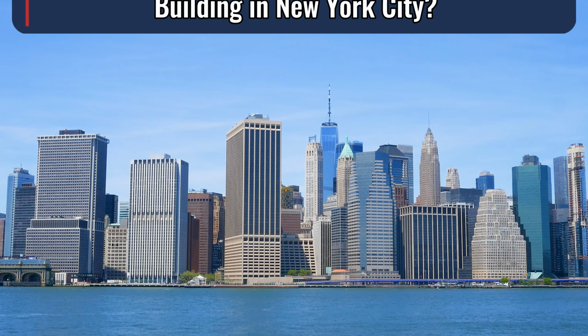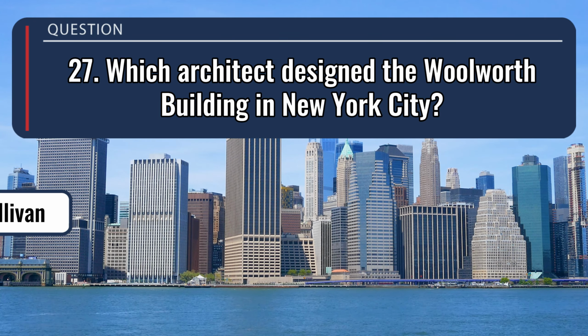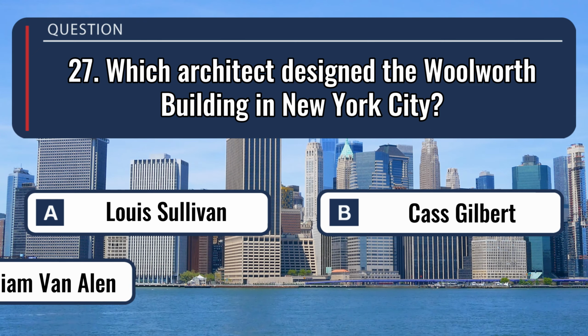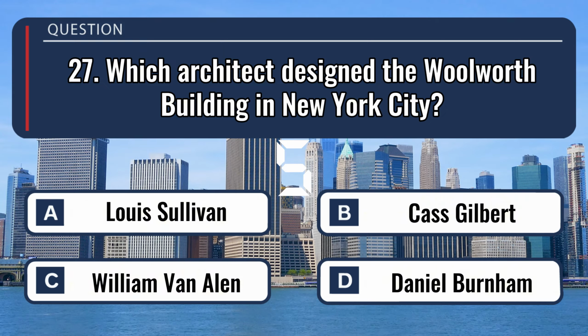Matthew Perry. Question 27. Which architect designed the Woolworth Building in New York City? A. Louis Sullivan. B. Cass Gilbert. C. William Van Alen. D. Daniel Burnham. The correct answer is B.